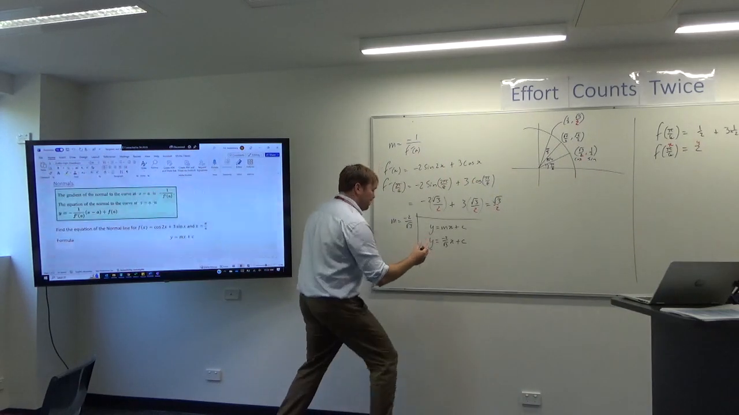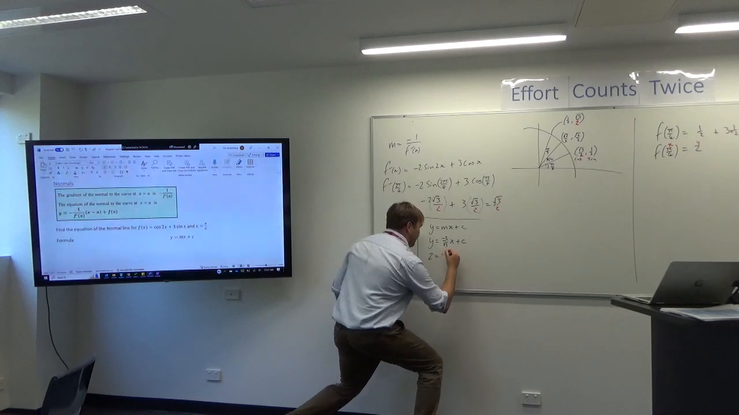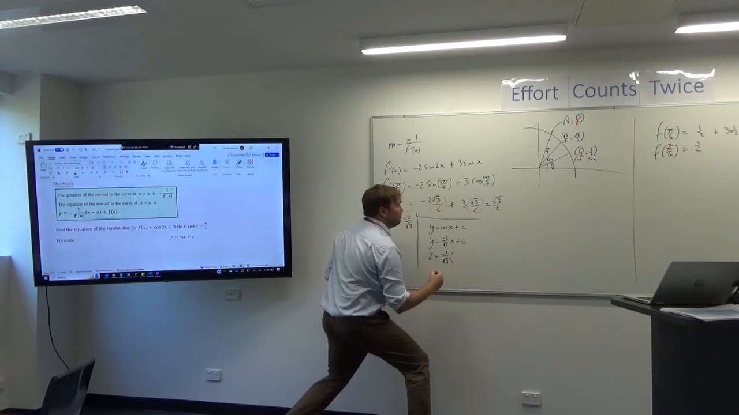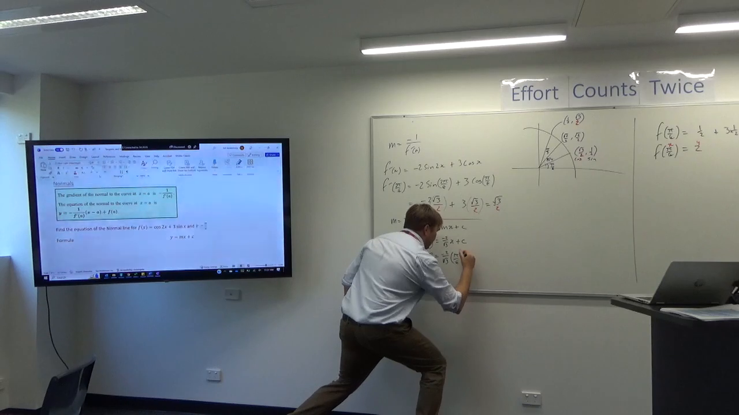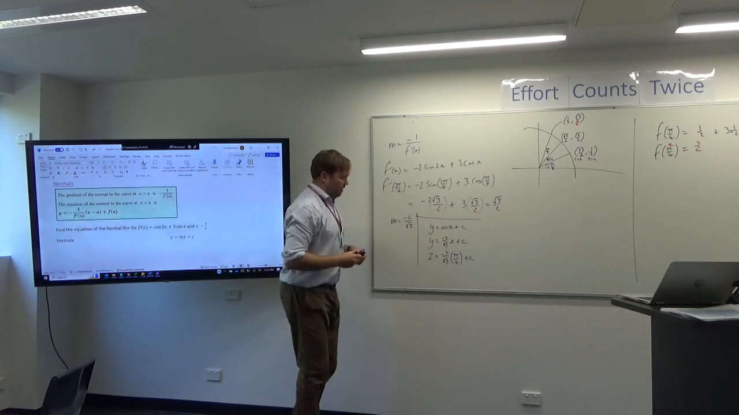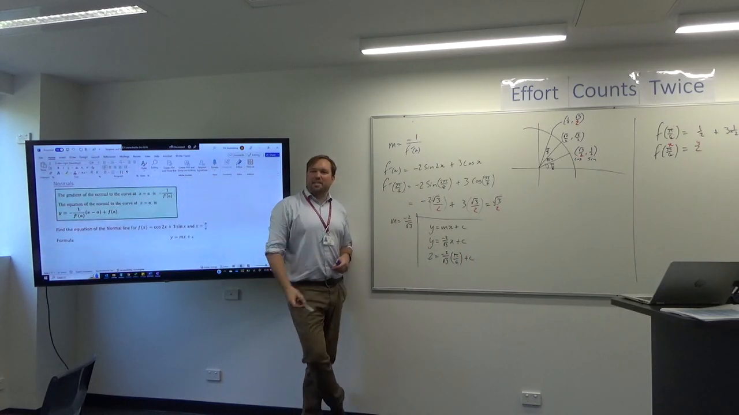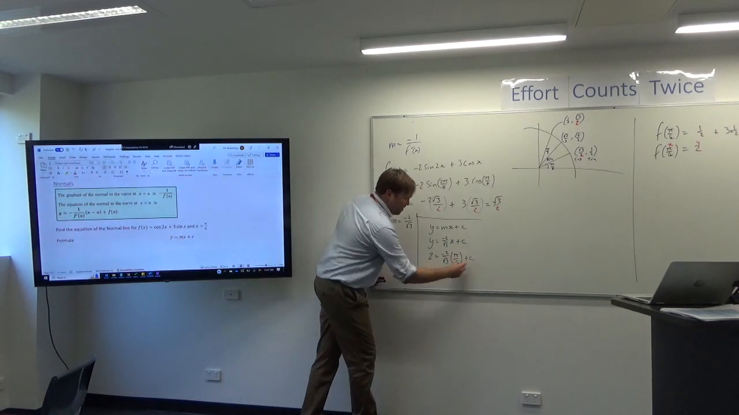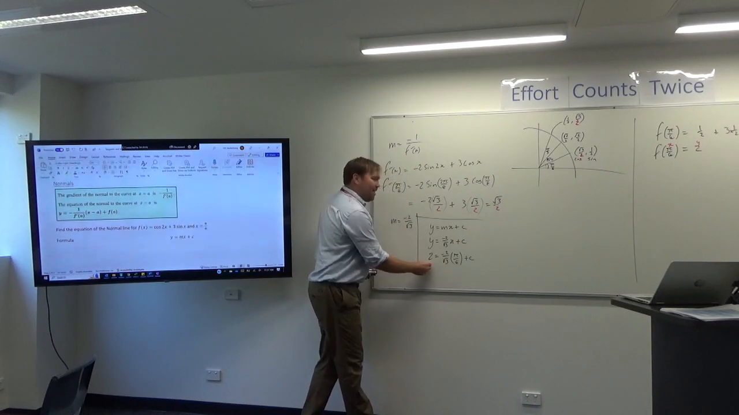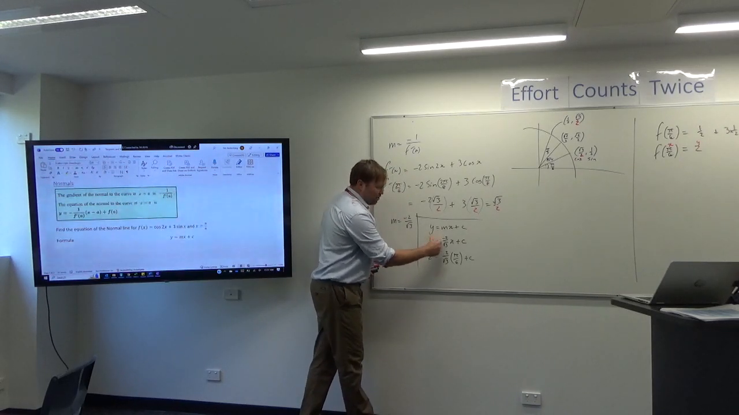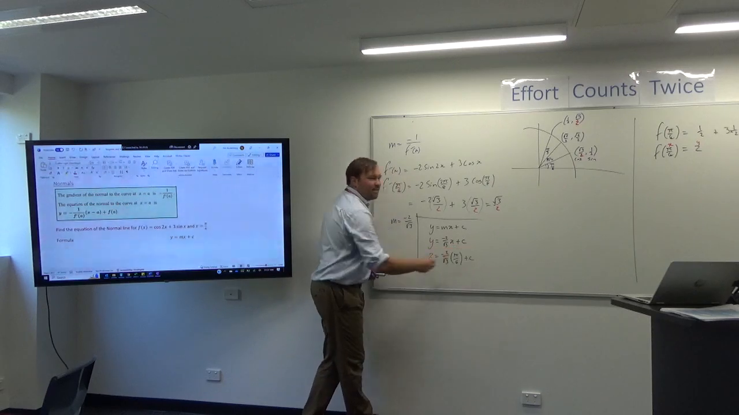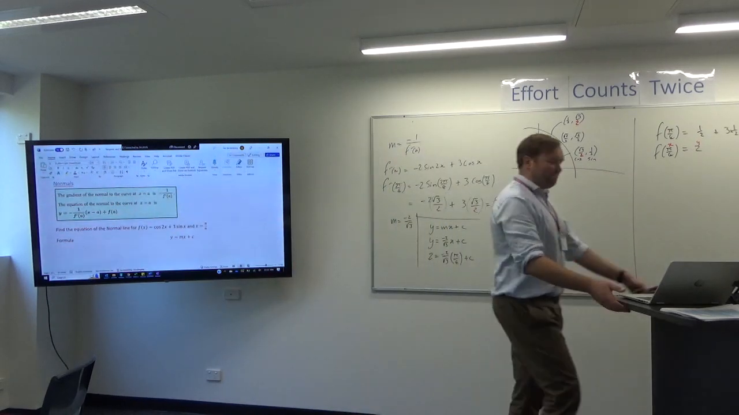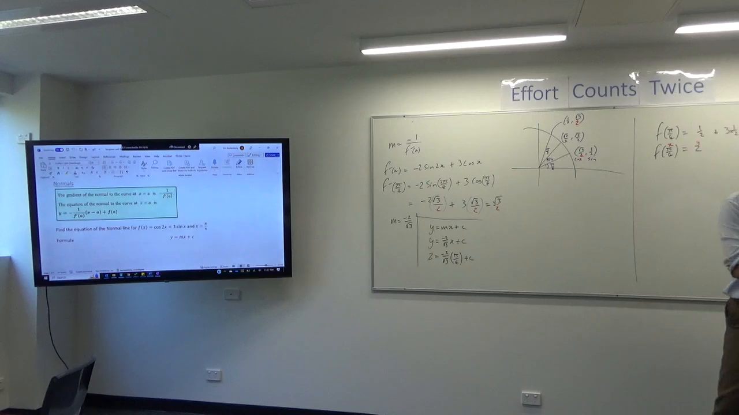So 2 equals minus 2 on root 3 lots of pi on 6 plus c. I don't see any particular way to simplify that nicely. Call it a day there. c is just that subtracted off the 2, and therefore our equation is y equals minus 2 on root 3 x plus the mess that is c. So it's not particularly pretty.